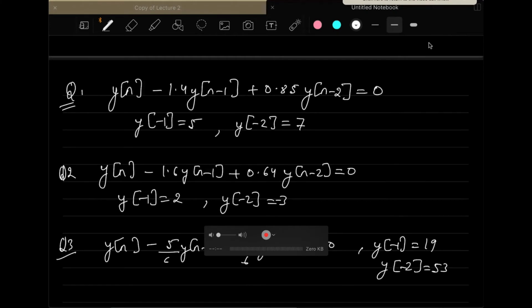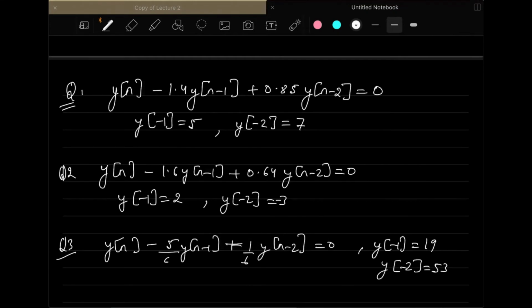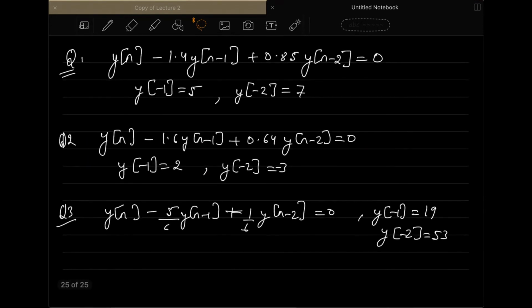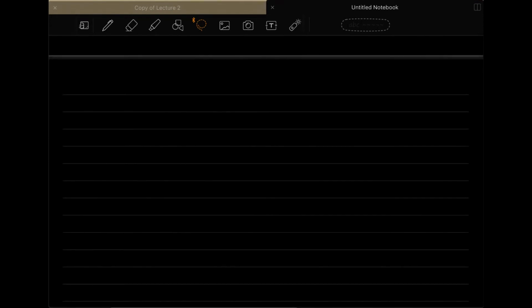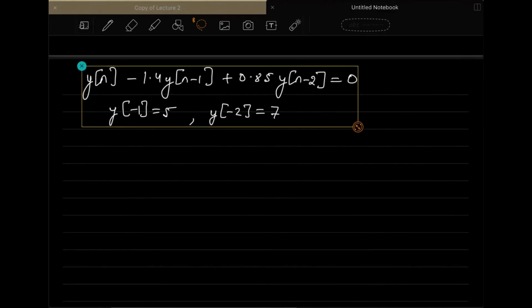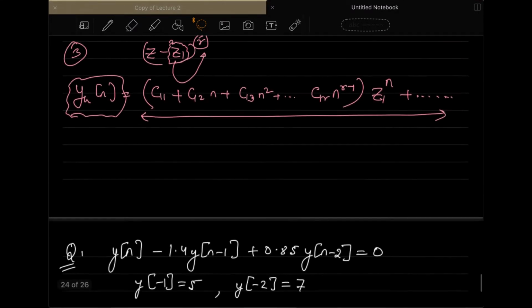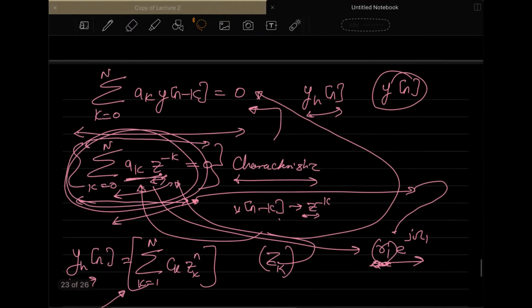This is quite similar to what we have done in continuous time. But let me show you one example so that you get to know what's going on here. The other two will be in a similar form. What we know is that you replace all these y[n]s by the corresponding z to the power minus k. Here we have these substitutions that we are doing.